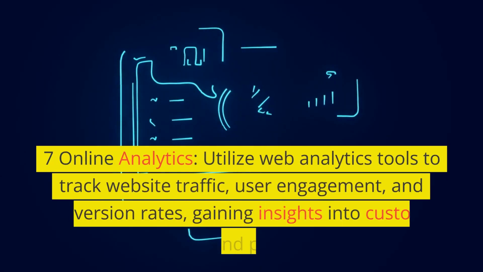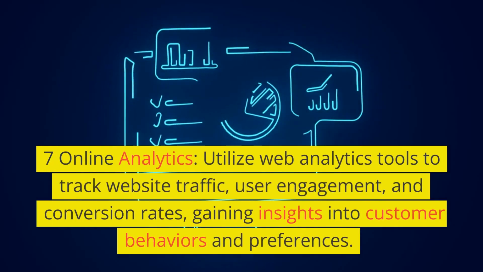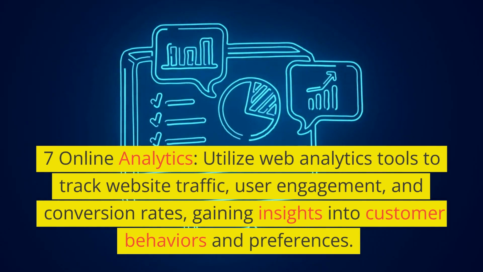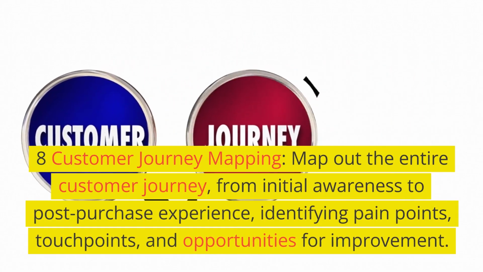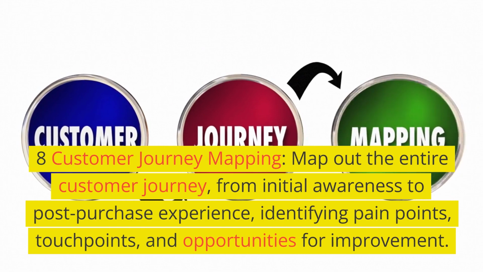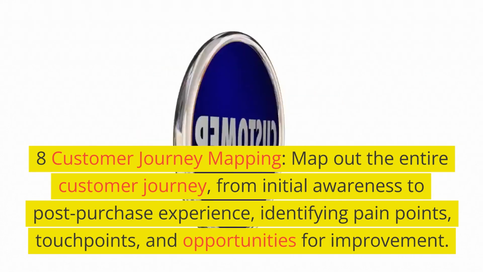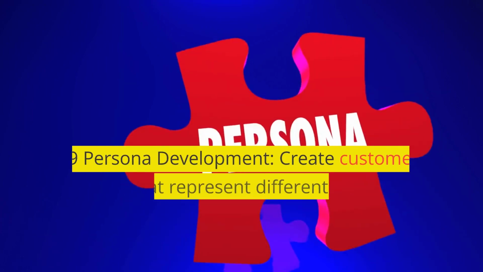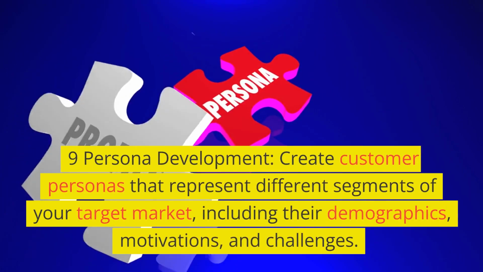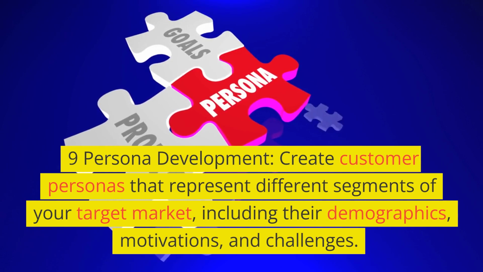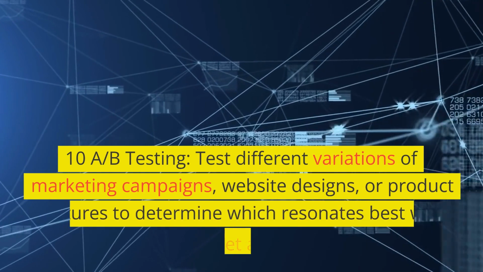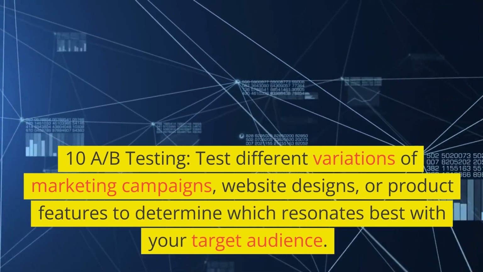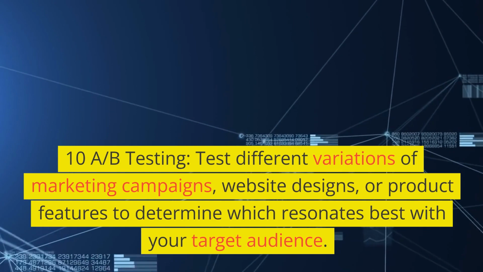7. Online analytics. Utilize web analytics tools to track website traffic, user engagement, and conversion rates, gaining insights into customer behaviors and preferences. 8. Customer journey mapping. Map out the entire customer journey, from initial awareness to post-purchase experience, identifying pain points, touch points, and opportunities for improvement. 9. Persona development. Create customer personas that represent different segments of your target market, including their demographics, motivations, and challenges. 10. A/B testing. Test different variations of marketing campaigns, website designs, or product features to determine which resonates best with your target audience.